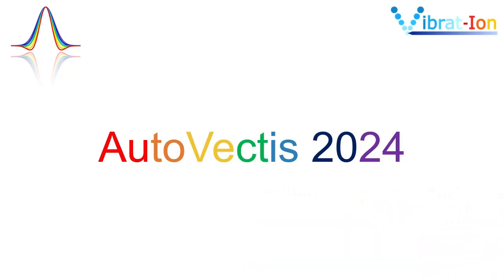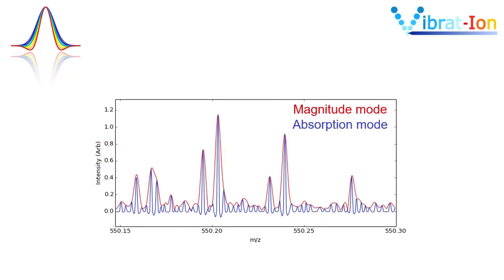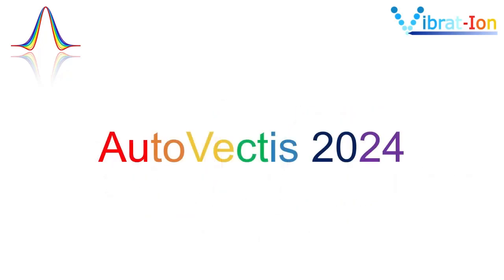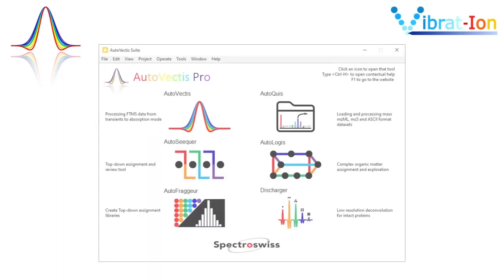Most people only know AutoVectis for its ability to produce high-quality absorption mode spectra from Fourier transform mass spectrometry instruments. But it does a whole lot more, and we've added some really powerful new tools for the 2024 version. When you open AutoVectis, you'll be presented with this splash screen which offers you quick links into the main workflows.